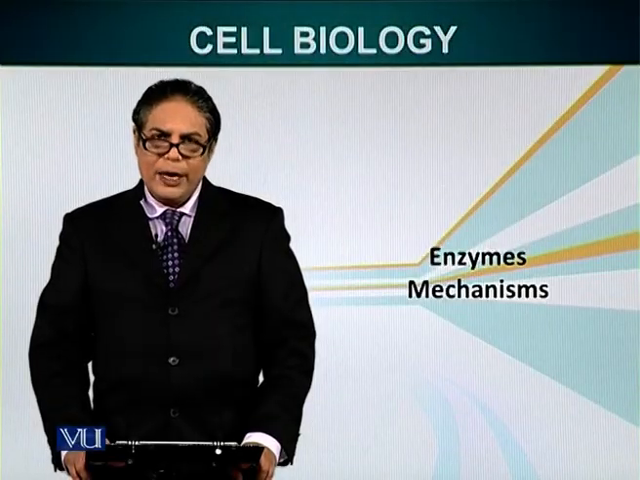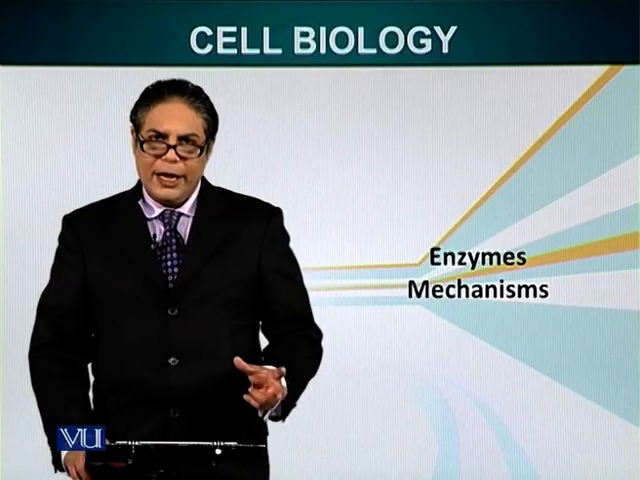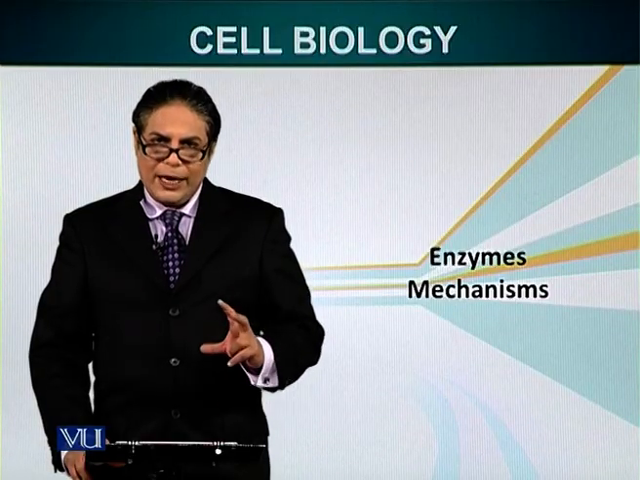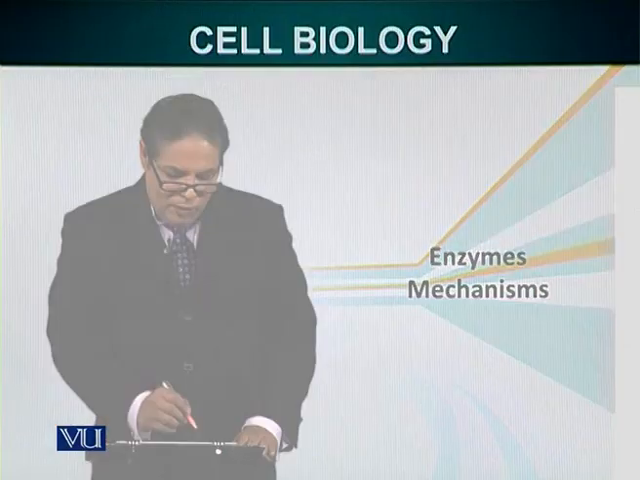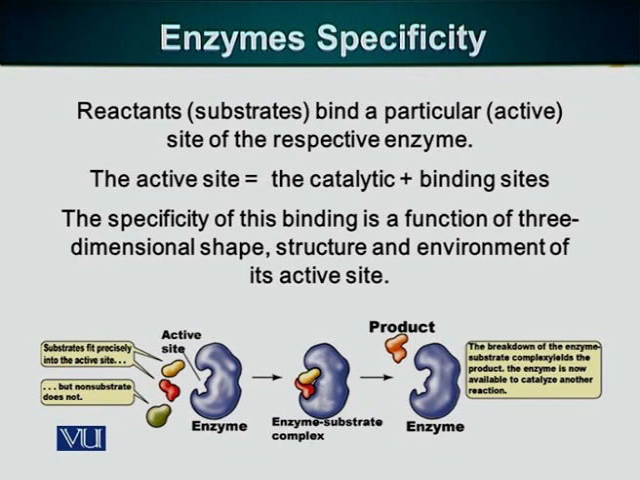In this module, we look at the mechanism of how enzymes are able to lower the activation energy barrier. So let's look at, first of all, how enzymes work. Enzymes have a specific site at which they bind the reactants. In this case, we are going to call the reactants substrate molecules. So enzymes bind the substrate at a specific site, which is called the active site, and that's where they catalyze the reaction. The active site is basically composed of the catalytic domain of that enzyme plus the binding site where the substrate will bind the enzyme.